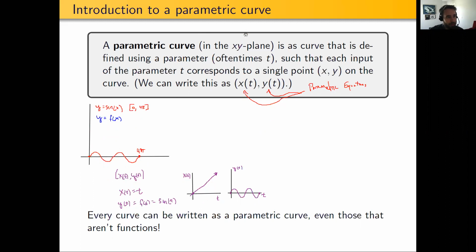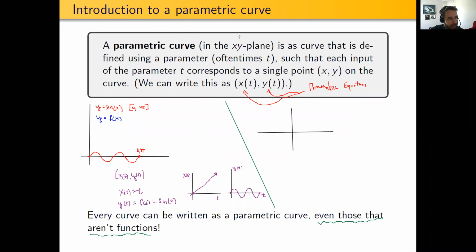What's valuable to point out is, as it says down here, we can write curves as a parametric curve, even those that aren't typically described as functions. So here is another example, a completely new example on the right side of the page here. And I'll graph this in space.